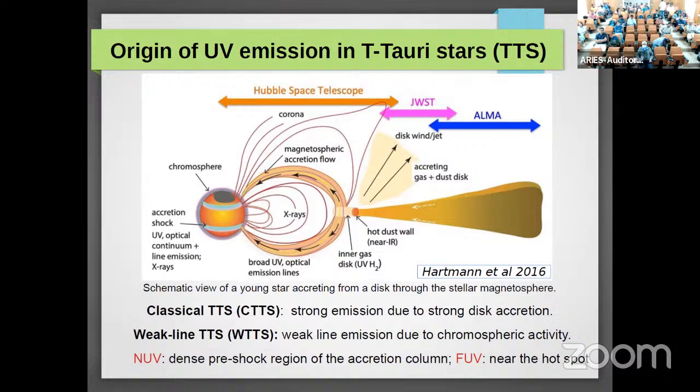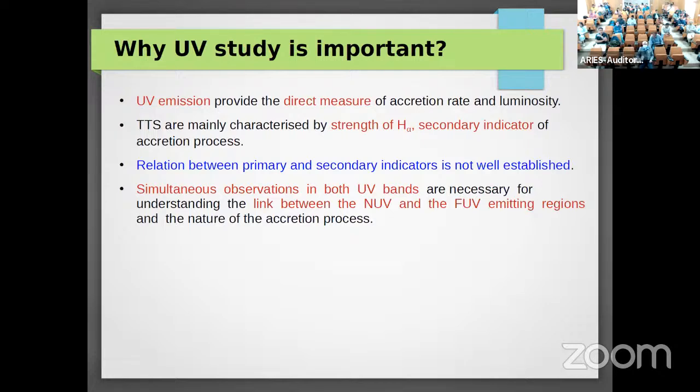This is the case for the classical T-Tauri, but for weak line T-Tauri where there is no accretion happening, the UV emission mainly comes from chromospheric activity. Here is just a schematic diagram of a classical T-Tauri star. Now we know the UV emission's origin. Why do we need to study the UV emission in T-Tauri stars? What's the importance of that? It's because the UV directly gives you a measure of the accretion properties or the accretion luminosity.